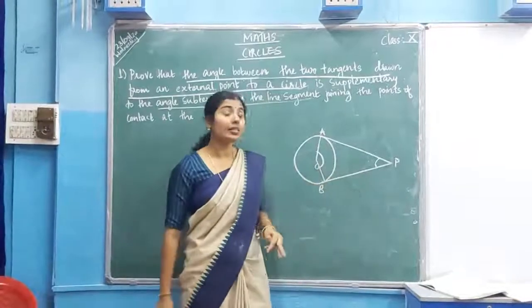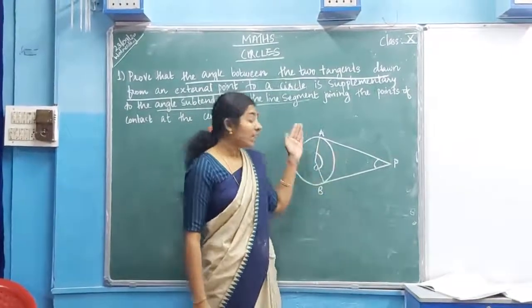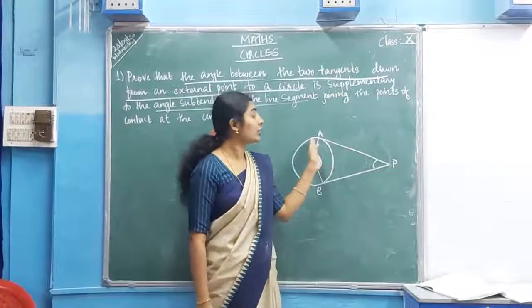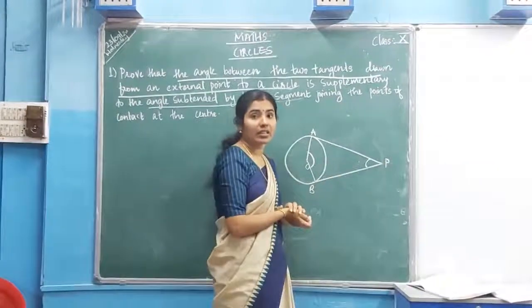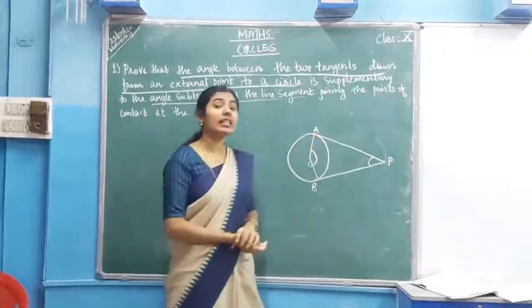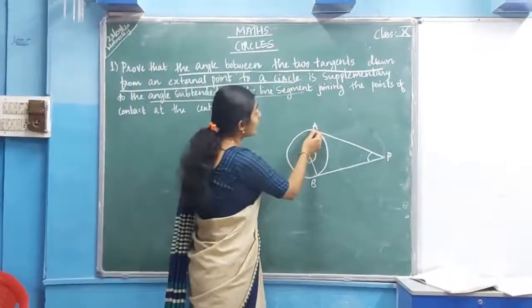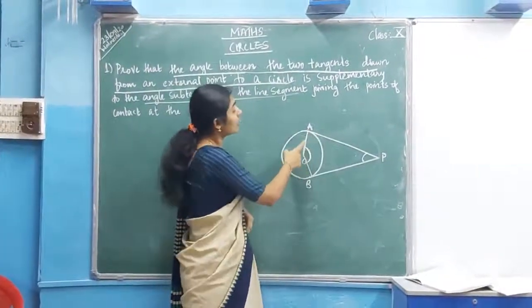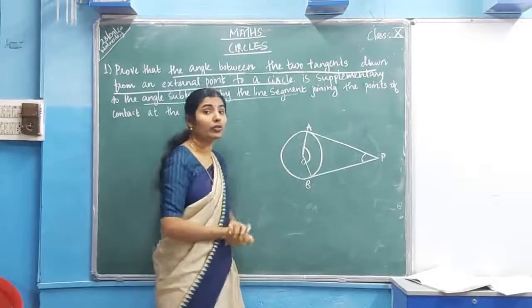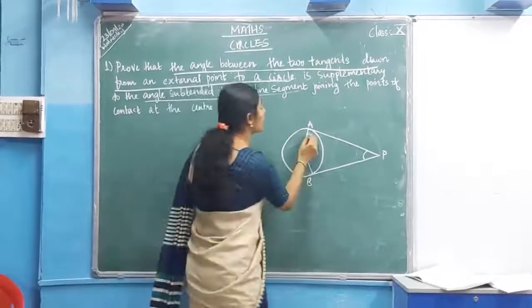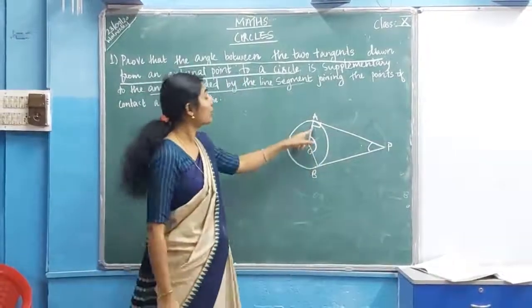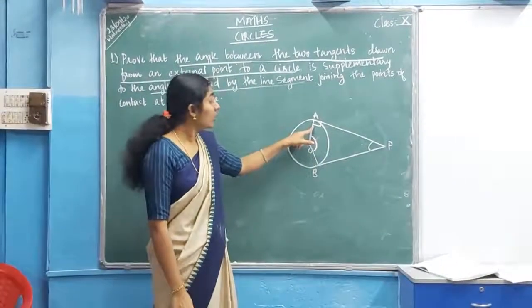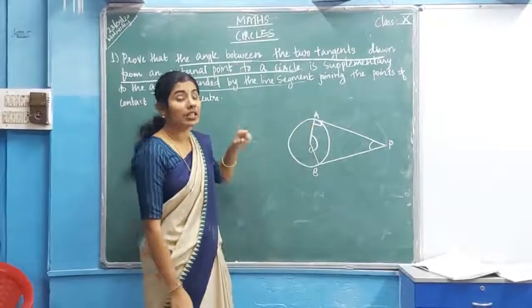In the given diagram, you have studied radius is perpendicular to the tangent, isn't it? AP is a tangent. Its point of contact is A. So here OA is the radius drawn through this point of contact. So what you can say, radius is perpendicular to tangent. So here the angle formed is 90 degree.